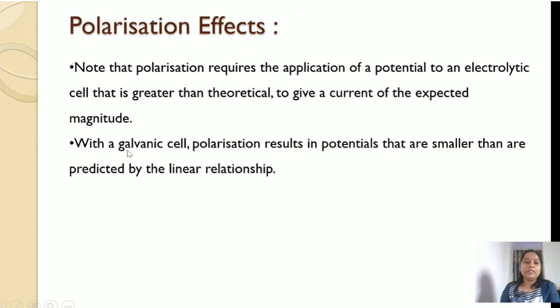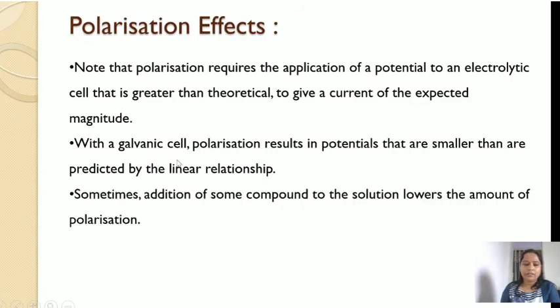With a galvanic cell, polarization results in potentials that are smaller than are predicted by the linear relationship. In a galvanic cell, the phenomenon is opposite. So, potentials that are smaller than are predicted by the linear relationship are required.